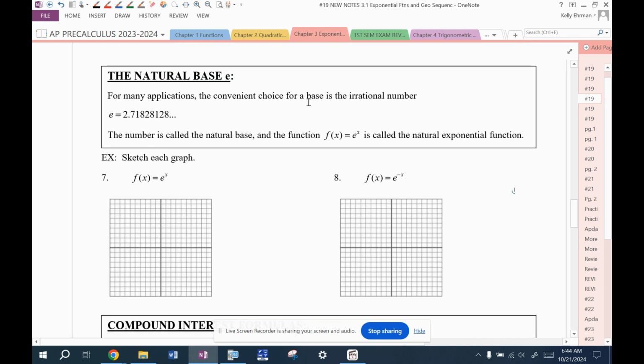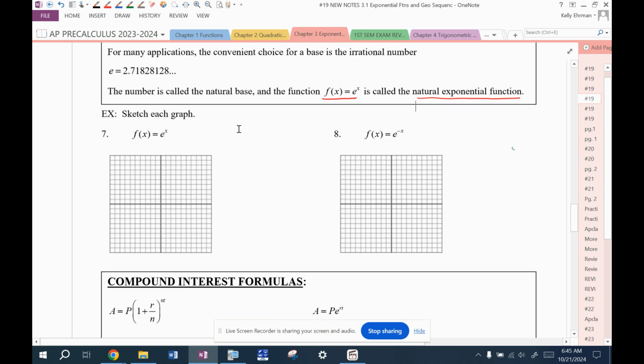Okay, so if we have a function that's f of x equals e to the x, that's called the natural exponential function. So still an exponential function. The base number is about 2.718. So you can sketch this graph without a calculator because remember, for exponential graphs, we have a horizontal asymptote of y equals 0. That's easy to sketch in.